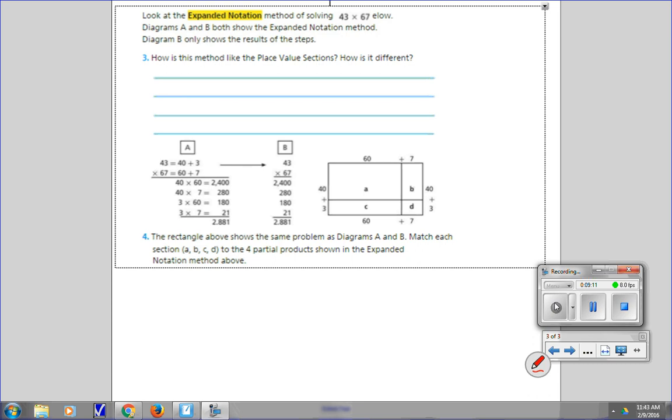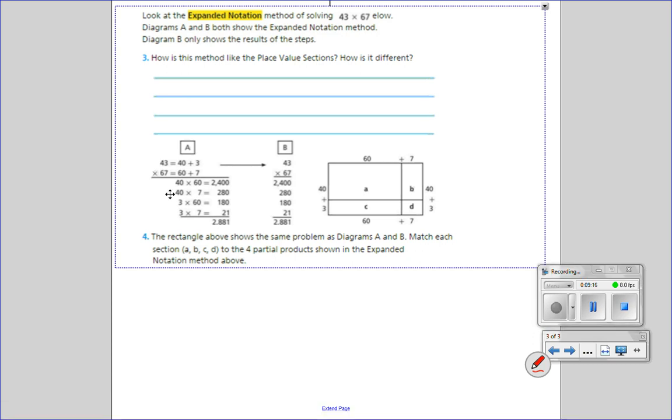So 40 times 60 equals 2,400. 40 times 7 equals 280. 3 times 60 equals 180. 3 times 7 equals 21. And then you add them all up. So we know that A is 2,400, right? We know that B is 280. We know that C is 180. And we know that D is 21.